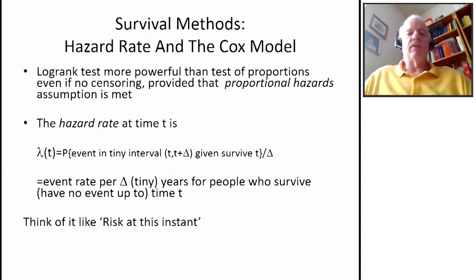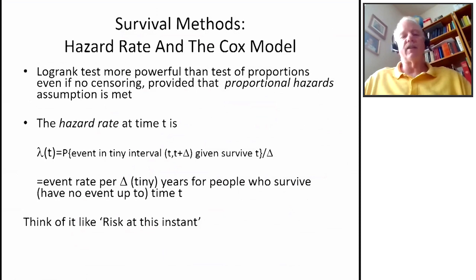Okay. Now, the log rank test is more powerful than just using a test of proportions. So one thing you could do, the thing that people used to do, is they just calculated the proportion of people who had an event by some fixed time, like 2 years. This log rank test is more powerful, provided that the so-called proportional hazards assumption is met.